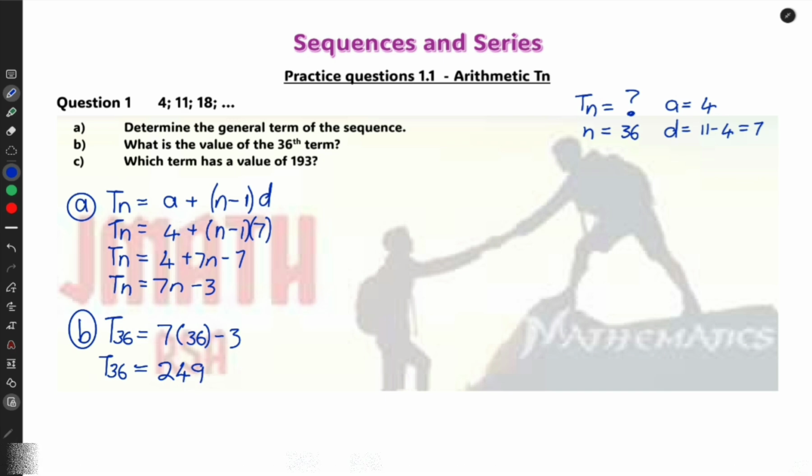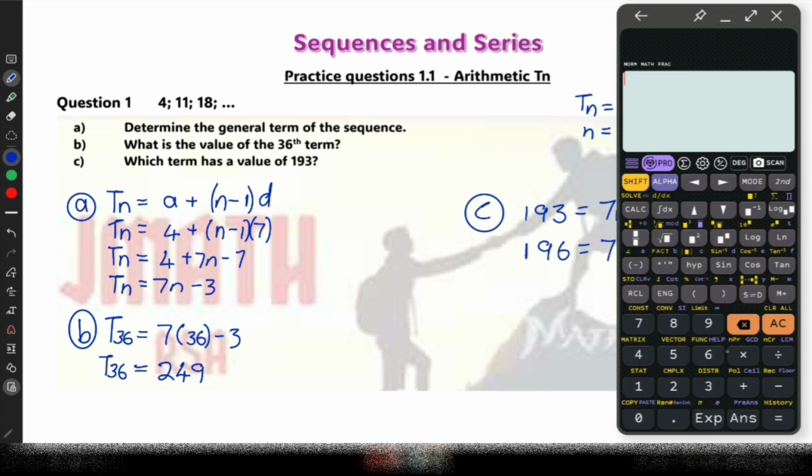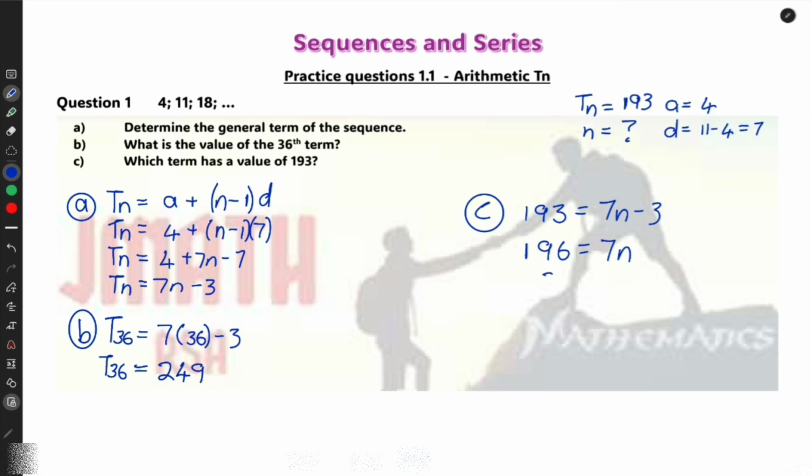Okay, question C. Which term has a value of 193? So now I am looking for n, and I have Tn. For question C, I can say 193 is equal to, taking the answer of question A, 7n minus 3. Just a little bit of algebra. Then again, on my calculator, 196 divided by 7 gives me 28. So I can say 28 is equal to n. There we go. That is full marks for question 1.